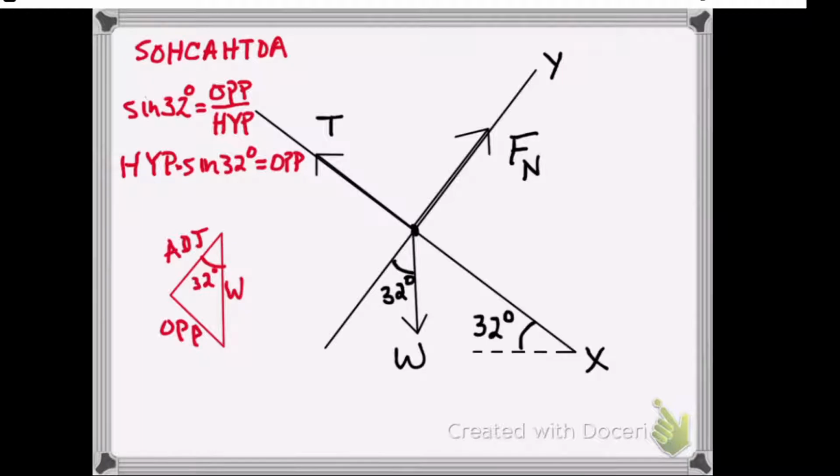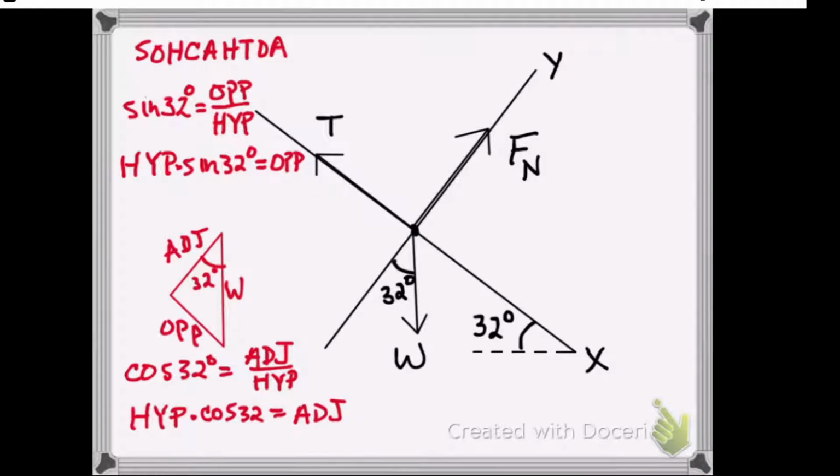Likewise, we can use the CA part of SOHCAHTOA for the adjacent side. We know that the cosine of 32 is going to be equal to the adjacent divided by the hypotenuse. And another way that we can write that is the hypotenuse multiplied by the cosine of 32 is going to be equal to the adjacent.